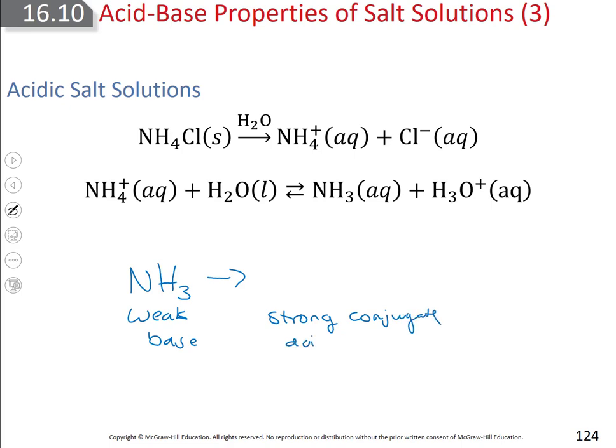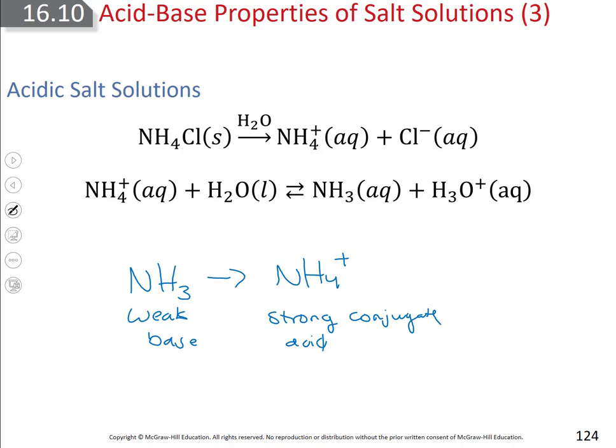What is the conjugate acid of ammonia, NH3? Am I going to add a hydrogen or remove a hydrogen? Add a hydrogen. So if I add a hydrogen to NH3, I become NH4. Do I have a charge? Plus. Good. Ammonium. So because ammonia is a weak base, ammonium is a strong conjugate acid.